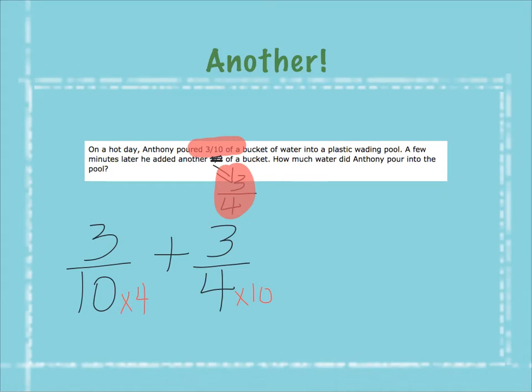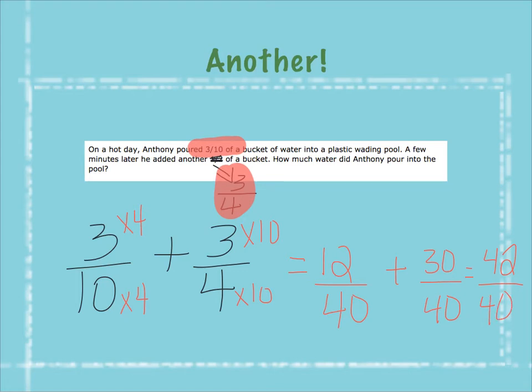All right, now whatever I do to the bottom, I have to do the same thing to the top. So now I'm going to get completely new fractions. So my new denominator is going to be 40 for both of them. 3 times 4 is 12, and 3 times 10 is 30. Okay, let's add these together. 12 plus 30 is 42, and we don't add the denominator, so we get 42/40ths.